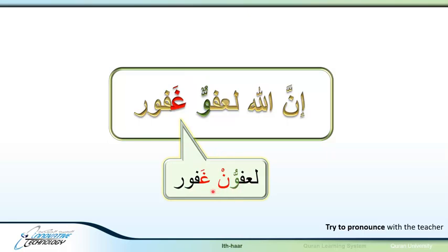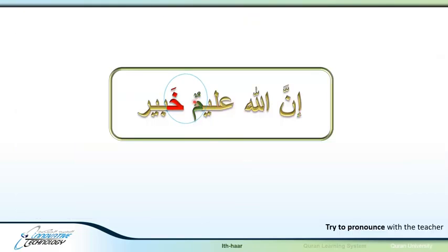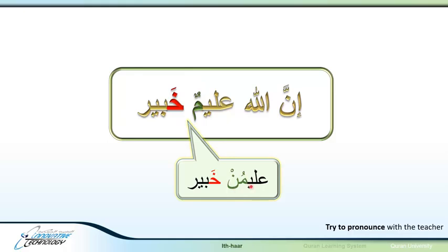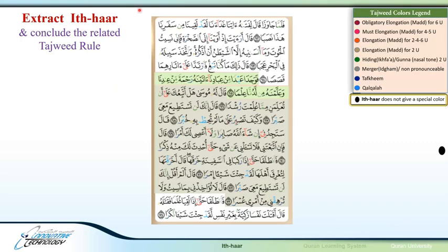Now, عليم خبير. عليم, Tanween damma followed by a Kha, pronounced clearly exposed without exaggerating gunnah and without إخفاء. عليم خبير. And now let's practice what we have just learned by extracting إظهار from the shaded selected verses from the Quran Kareem on this page.